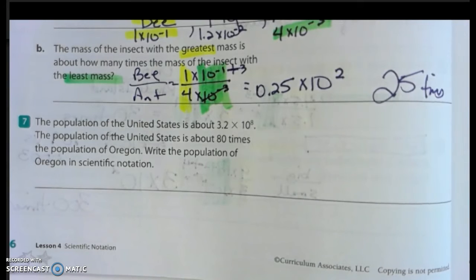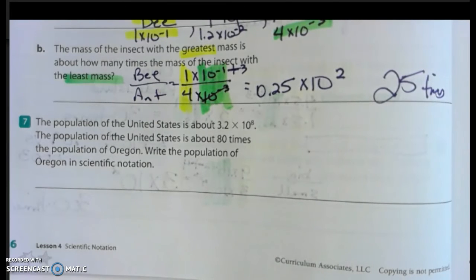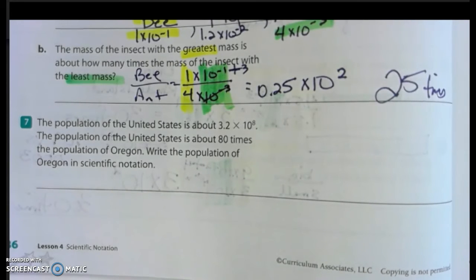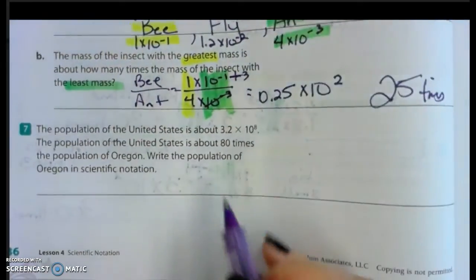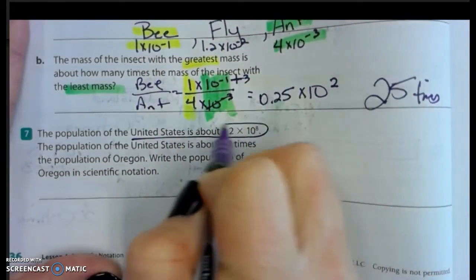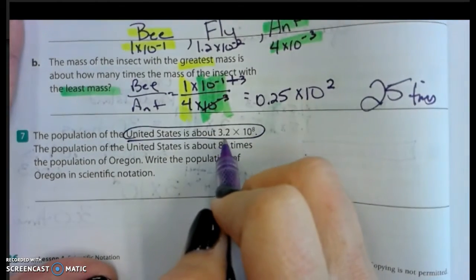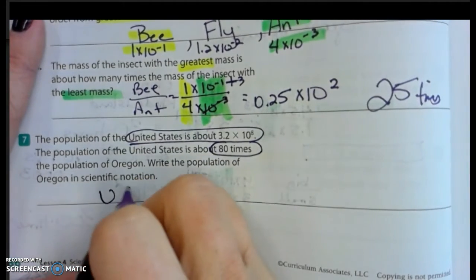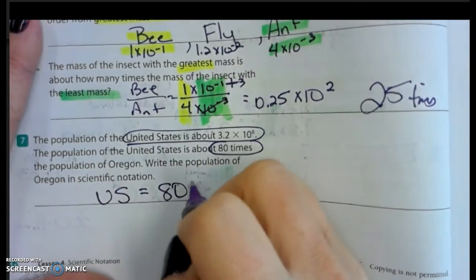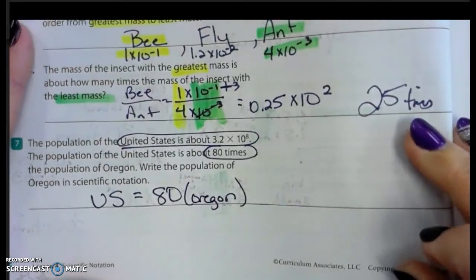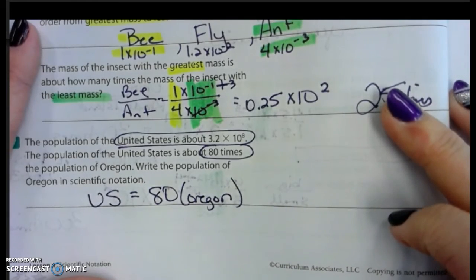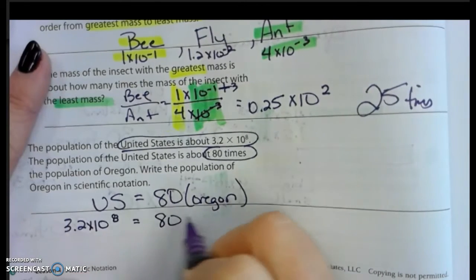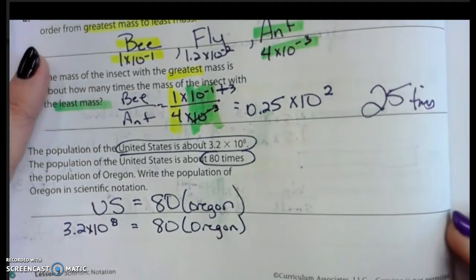Number 7, the population of the United States is about 3.2 times 10 to the 8th. The population of the United States is about 80 times the population of Oregon. Write the population of Oregon in scientific notation. Okay, so think about it this way. The United States is 3.2 times 10 to the 8th, and it is 80 times the population of Oregon. Now, as an equation or a formula, you would have the United States is equal to 80 times Oregon. So if we substitute our values in, we would have 3.2 times 10 to the 8th is equal to 80 times Oregon. We're solving for Oregon.